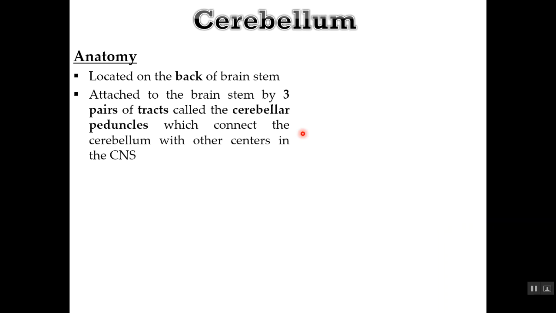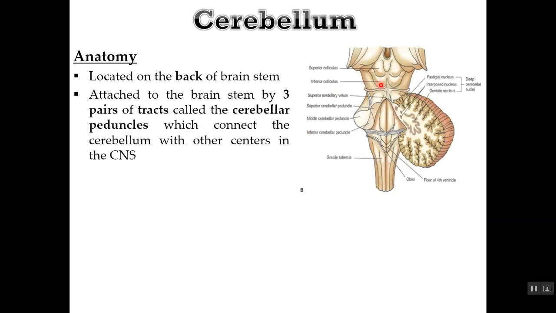You know, our cerebellum is located at the back of the brainstem and separated from the brainstem by what's called the fourth ventricle. It is attached to the brainstem by three pairs of cerebellar peduncles: the superior cerebellar peduncle, inferior cerebellar peduncle, and the middle cerebellar peduncle.